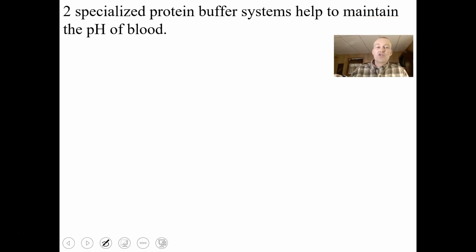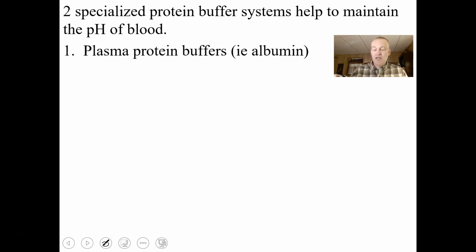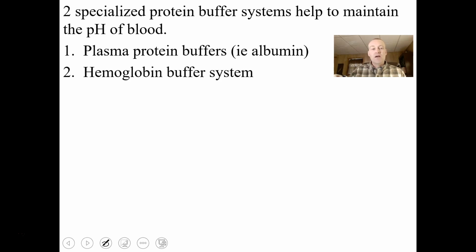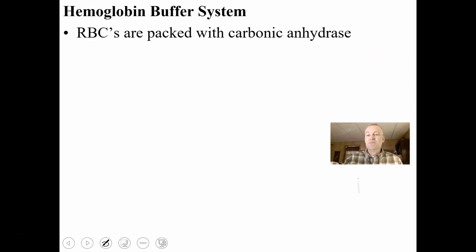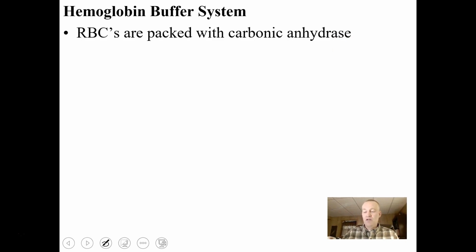There are two specialized protein buffer systems that help to maintain the pH of the blood, and those are the plasma protein buffers in the form of albumin. So albumin is made by the liver, put into plasma, and it helps to buffer the pH. There's also the hemoglobin buffer system. The hemoglobin buffer system is really important.